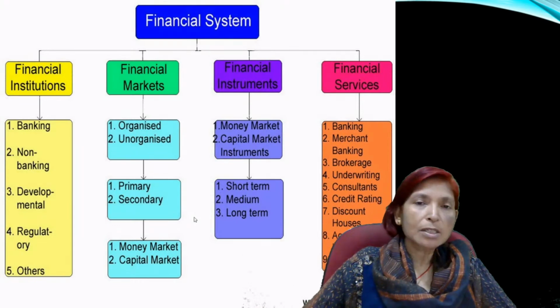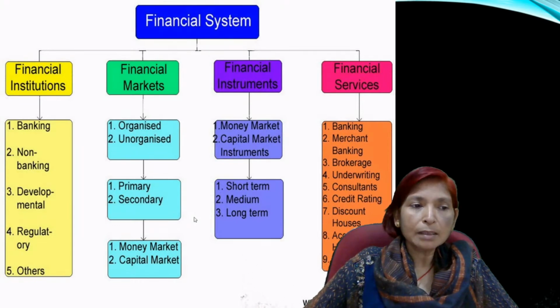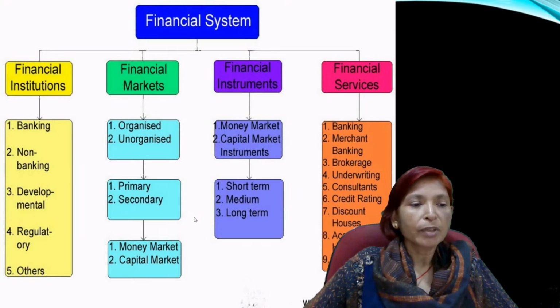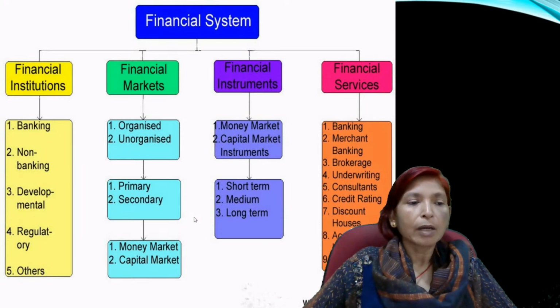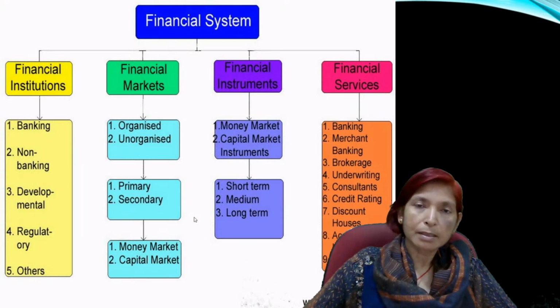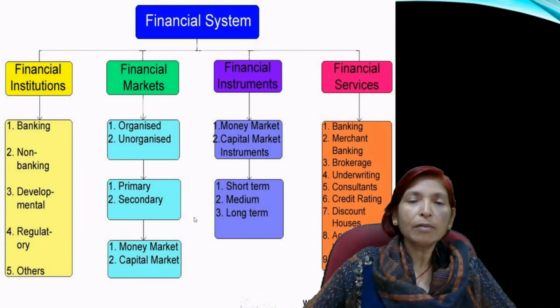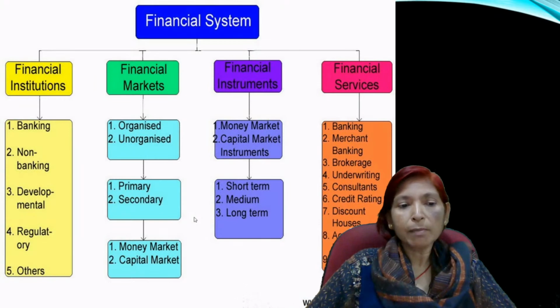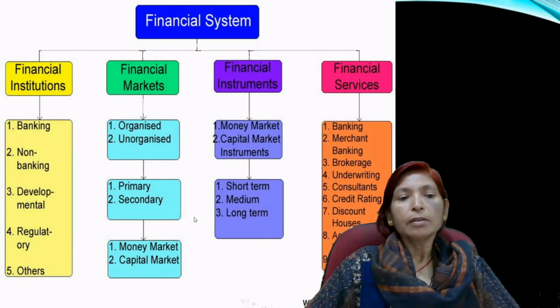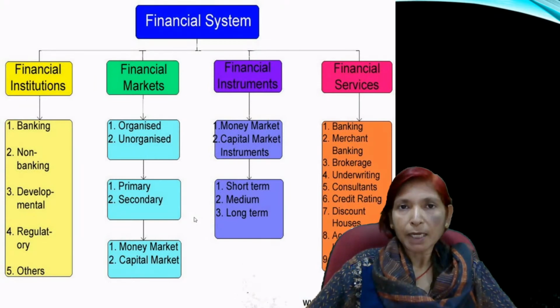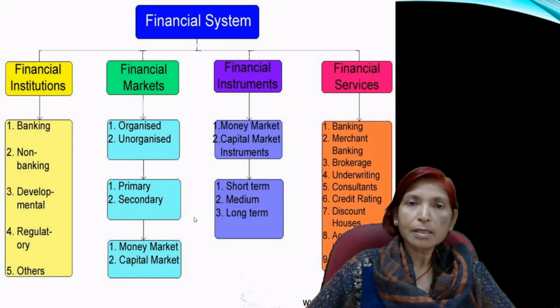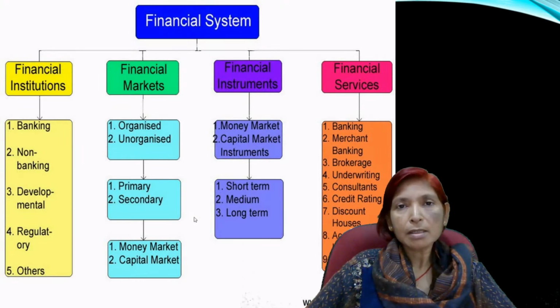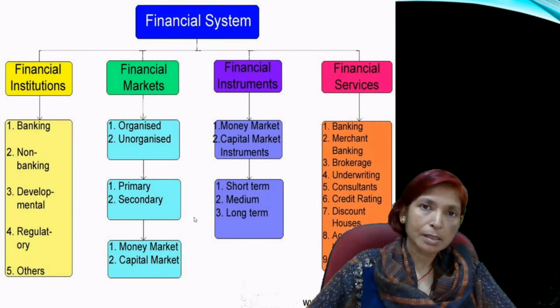So in financial institutions, we include banking, non-banking systems, developmental, regulatory, and others. All these are included in financial institutions. And in financial markets, there are different types of financial markets. One is organized, the other is unorganized. Means a financial market may be organized, may be unorganized.